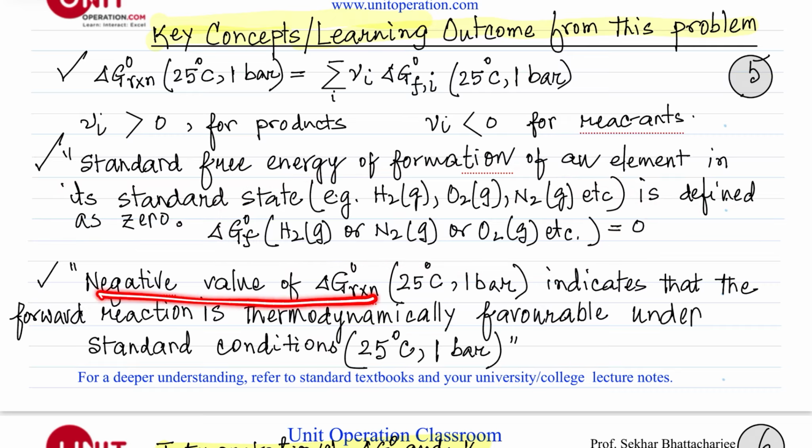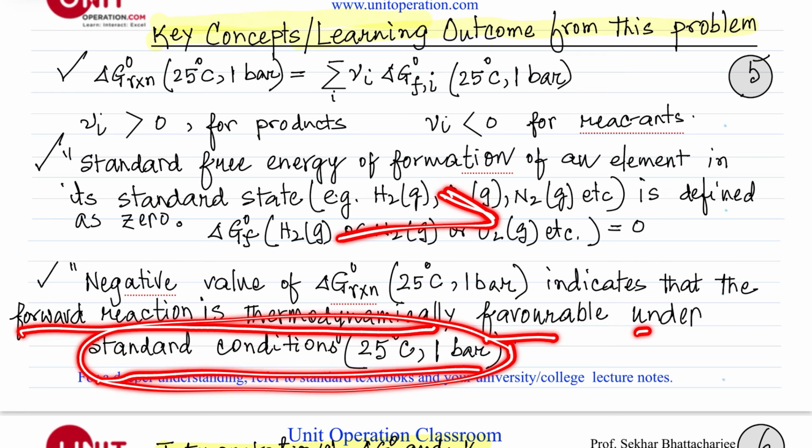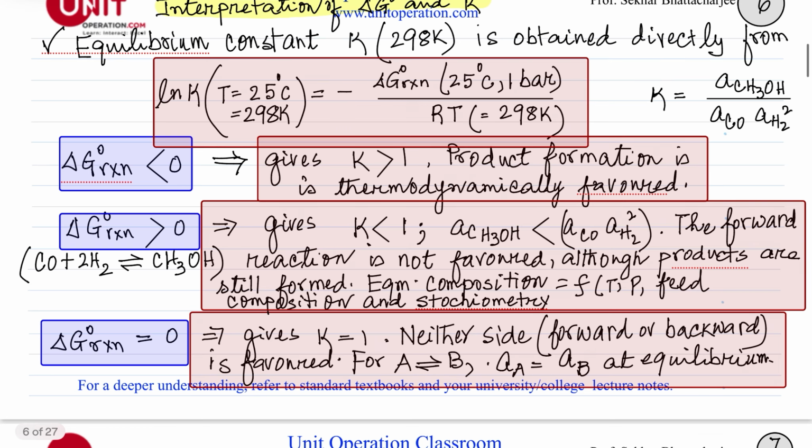A negative value of the Gibbs energy of reaction at standard state indicates that the forward reaction is thermodynamically favorable under standard conditions. We'll see what is meant by thermodynamically favorable. So let us now interpret the values of delta G and K that we have got.